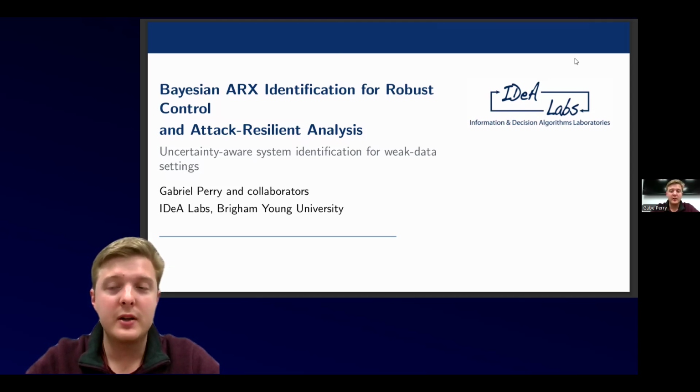This is a project that I am completing for Computer Science 677, a course here at BYU. My final project for this course is titled Bayesian ARX Identification for Robust Control and Attack Resilient Analysis. This course, Bayesian Methods in Computer Science, requires us to learn about Bayesian statistics, especially with these parameterized models and machine learning models that are becoming so important nowadays. And we have learned throughout the semester how to apply Bayesian statistics to the parameters in these models.